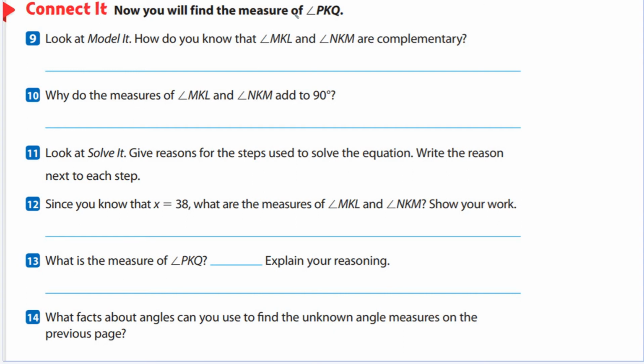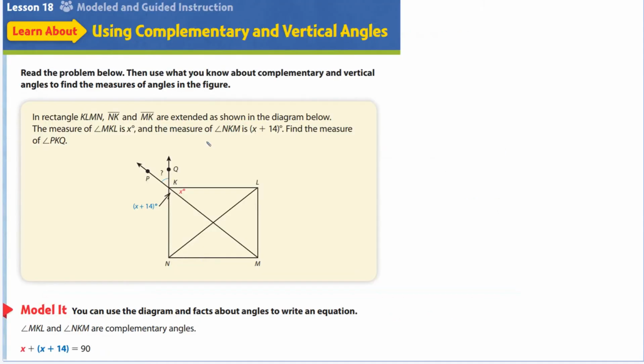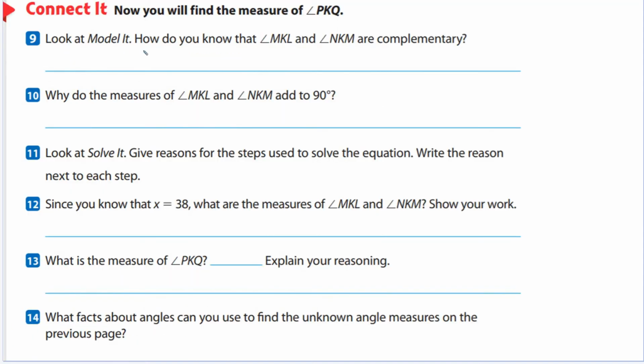Now you will find the measure of angle PKQ. Find the measure of that. Look at model it. How do you know that angle MKL and angle NKM are complementary? Why do the measures of angle MKL and angle NKM add to 90 degrees?